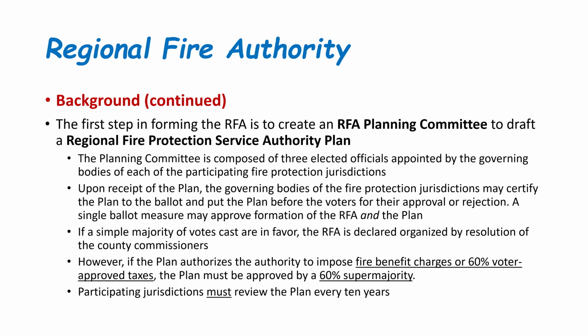and put it on the ballot. The plan needs to be approved by the voters of all of the participating agencies. So voters can either approve or reject it, and it can be done by a single ballot measure. So all of the participating agencies would have a ballot measure at that time. And it would be on a simple majority.